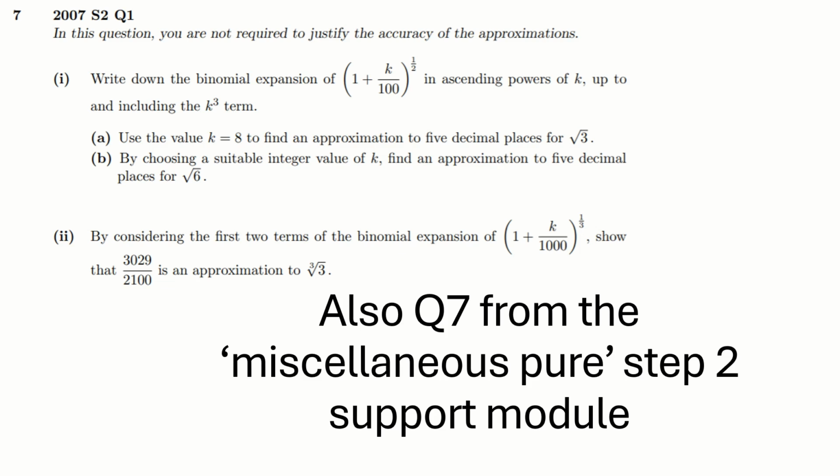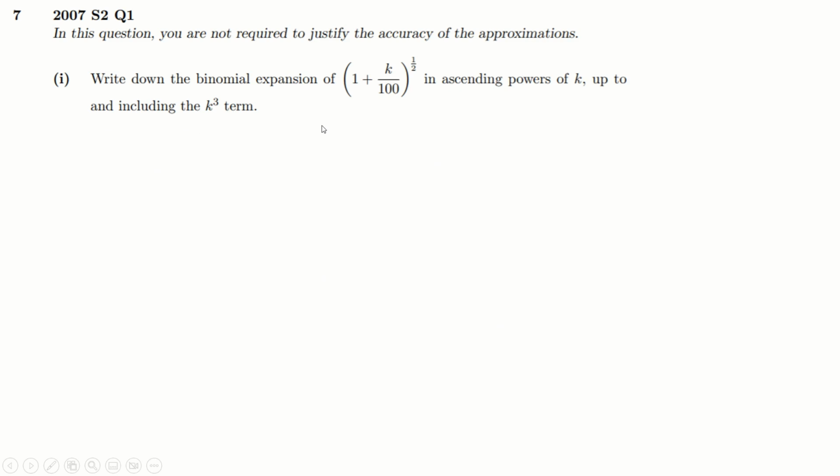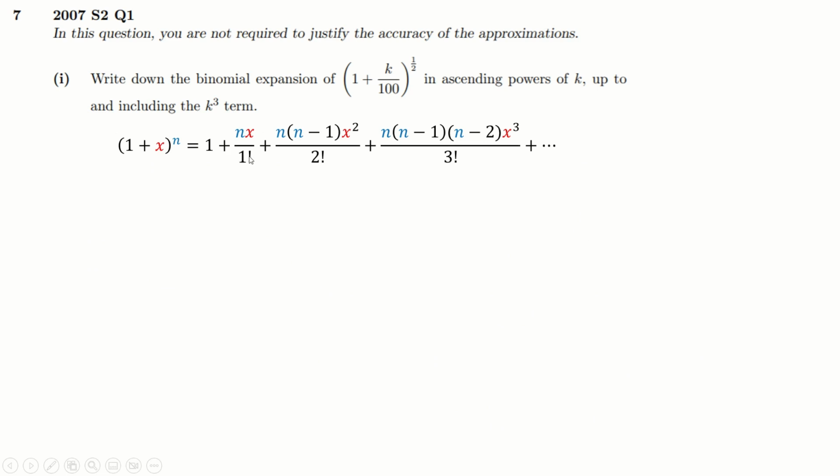2007, step 2, question number 1, also question 7 from the Miscellaneous Pure step 2 support module. It's about binomial expansion, which is great because everyone loves binomial expansion. We do need to know the formula for negatives and fractional powers because you don't have a formula book, I believe, anymore in STEP. So you do need to go into the exam knowing that one, which I hope you do.